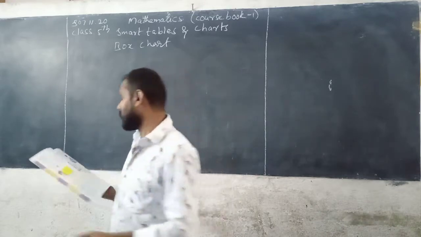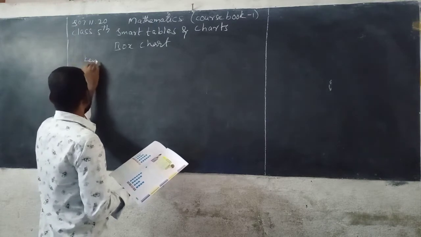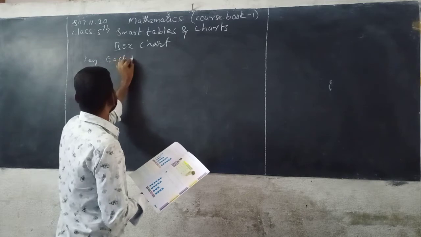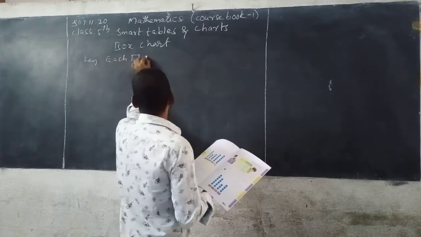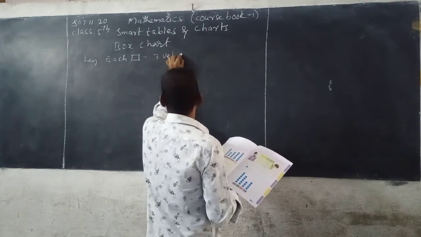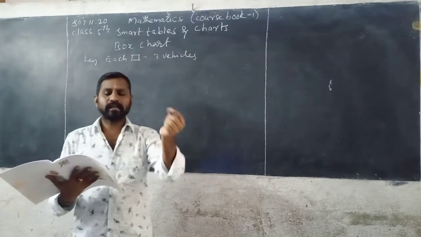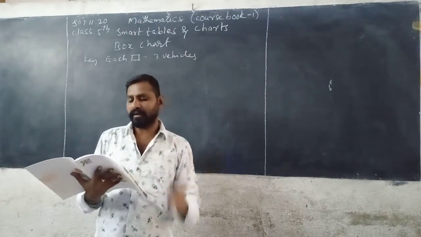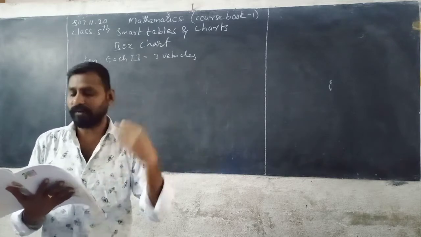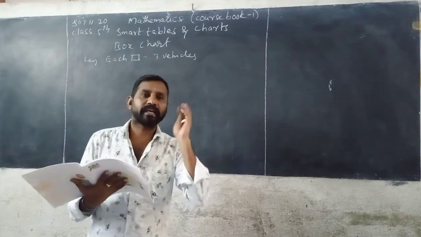See here, the key is there, beta. What is the key? Each box represents 3 vehicles. Listen carefully. First, a box chart is another way to represent data. Here, data is represented using square boxes of the same size and also using a key.